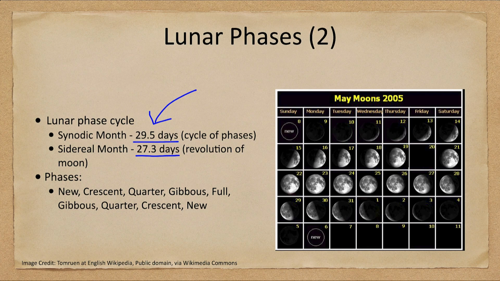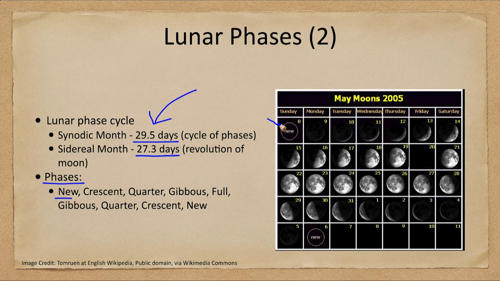Now, why is there a difference? Well, the Earth and moon are moving around the sun over the course of that month. So over 1 month, the Earth and moon system moves about 1/12 of the way around. So it takes a couple extra days for everything to line up again relative to the sun. We saw a similar thing with the day, where the solar day was 4 minutes longer than the sidereal day.